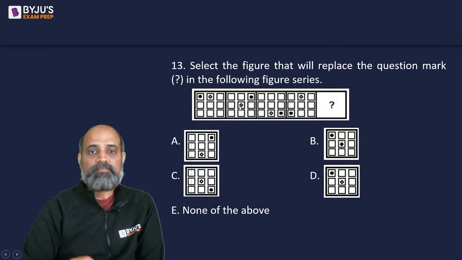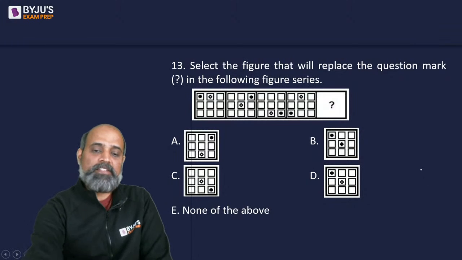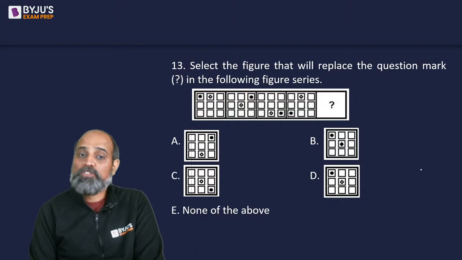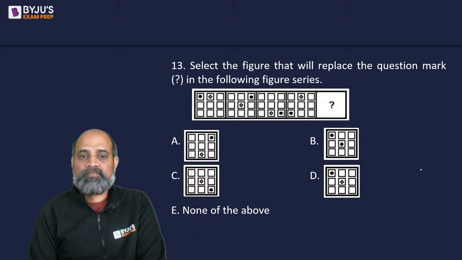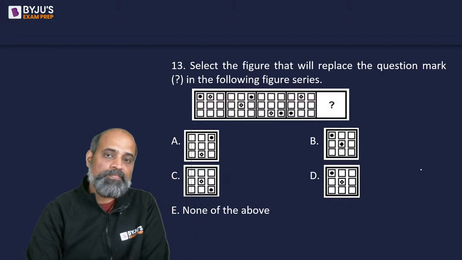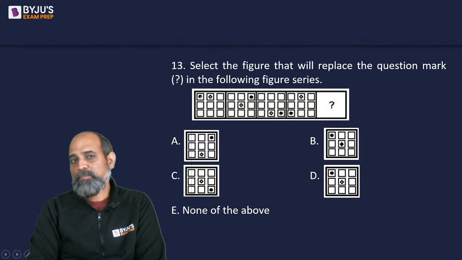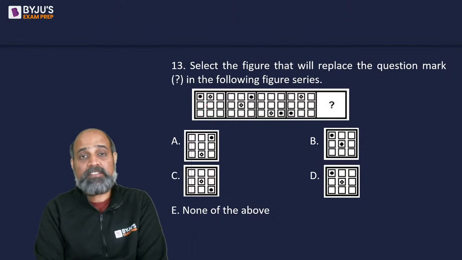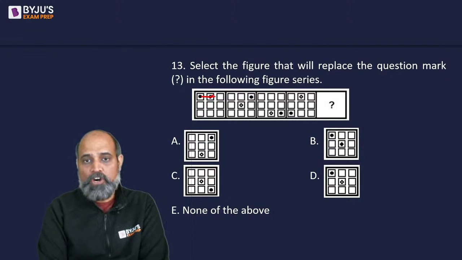Okay. The next one, again, complete the sequence. We have 9 small squares. Pick one particular shape and follow it. So if you look at this square, this black circle, it is moving from one corner to the next in the clockwise direction.